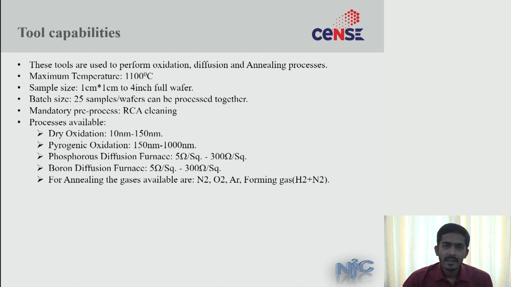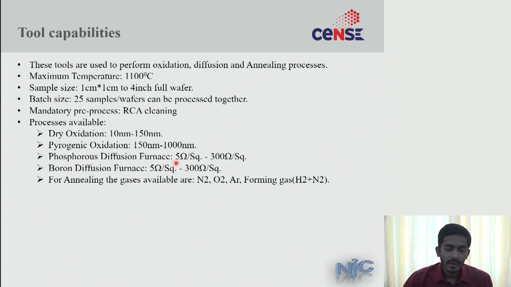Since mainly these furnaces are level 1, RCA cleaning is mandatory for these furnace systems. Coming to specific process capabilities, dry oxidation is used when you are looking for an oxide thickness starting from 10 nanometer to 150 nanometer. Pyrogenic is used when you are looking for oxide thickness in the range of 150 nanometer to 1 micron.